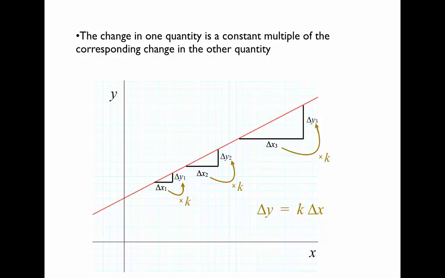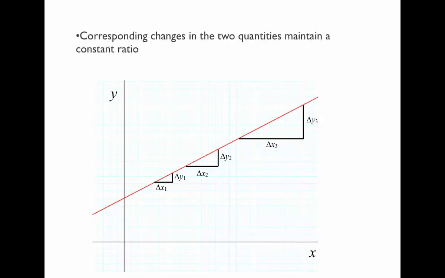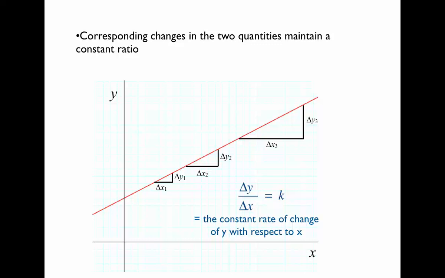Okay, then the third perspective on constant rate of change is corresponding changes in the two quantities maintain a constant ratio. So this ratio of delta Y to delta X is the same for any change in X and its corresponding change in Y. And we're calling that K. And that K is the constant rate of change. It's how fast Y is changing with respect to X.